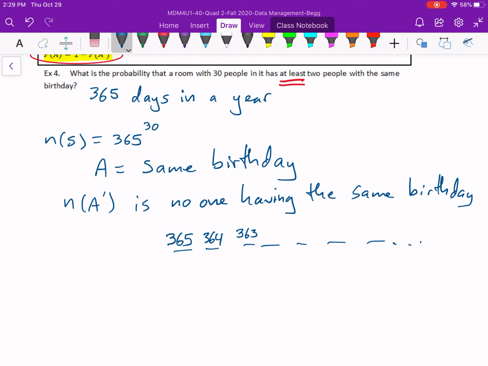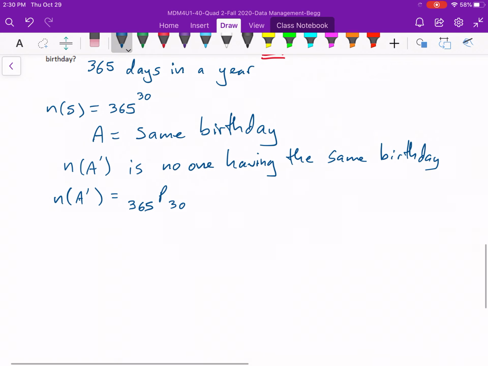This is definitely permutations. This would be n of a prime, in this case would equal the 365 days in a year, and we want to arrange 30 of them. That gets the repetition part out of the way. So the probability of nobody having the same birthday would be 365 p30 over n of s, which is 365 to the exponent 30.